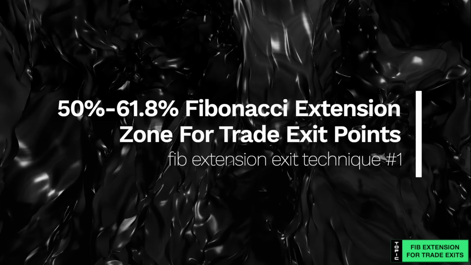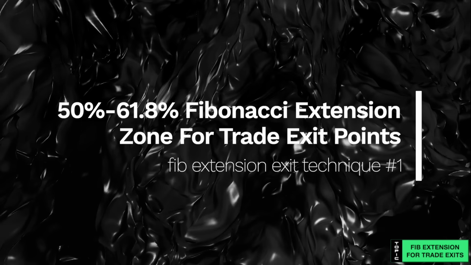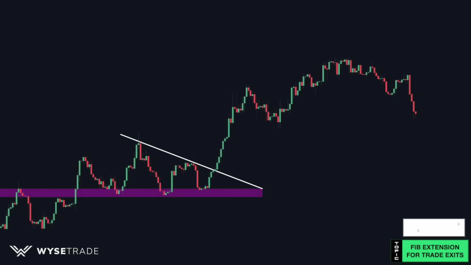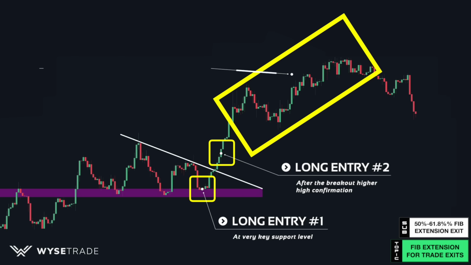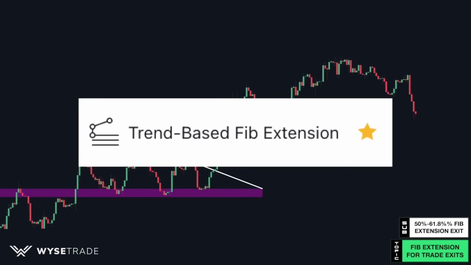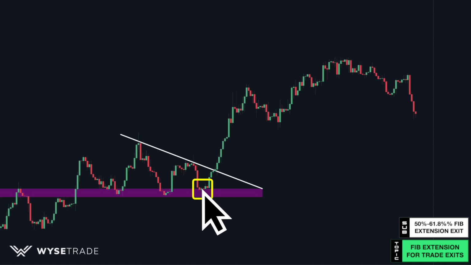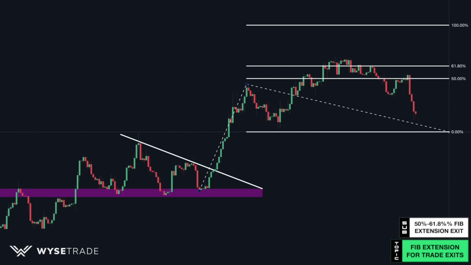So, starting with the 50% to 61.8% Fibonacci extension zone for trade exits. So, you went long at this key support level here, or through the breakout here. Price then starts to trend heavily upwards in your favor, and you start looking for possible exit points. But there is no resistance level in sight to target for an exit. So what you do is, you take your Fibonacci extension tool, click at the start of the previous impulse move here, drag it up, and then drag it down to the starting point of your current impulse move.